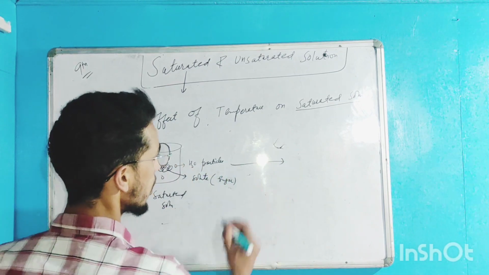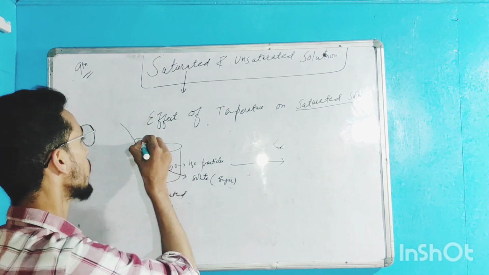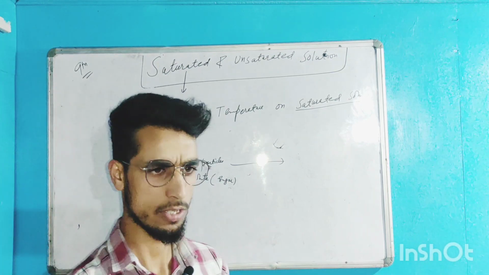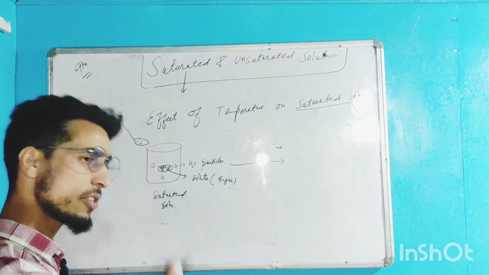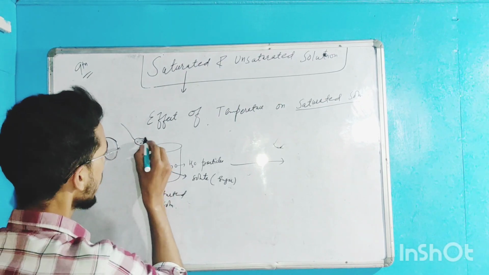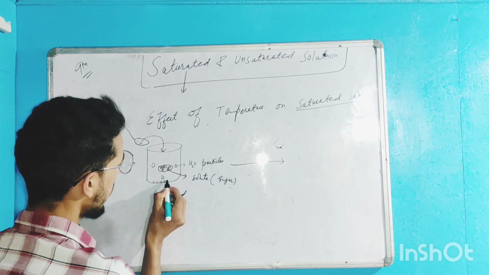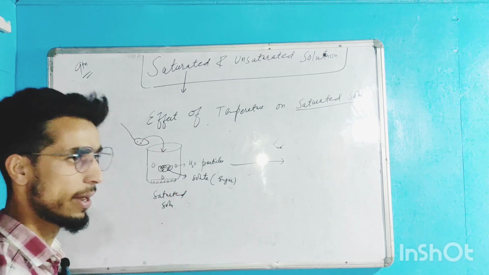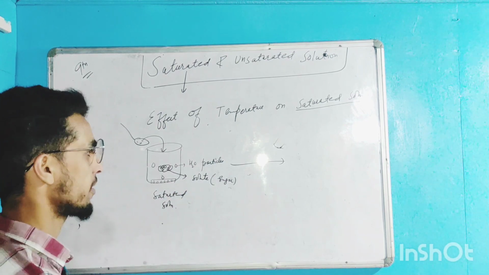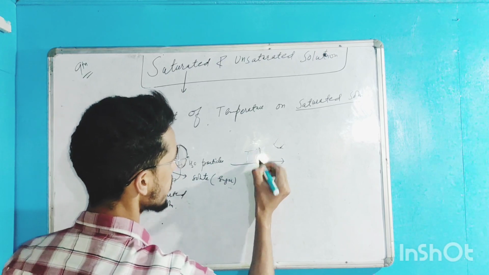Now if we add one more spoon to it, this solution will not dissolve it, simply because it has already reached its saturation point. After adding this, it will settle at the bottom and remain undissolved, left undisturbed. Now if we increase the temperature, what will happen?